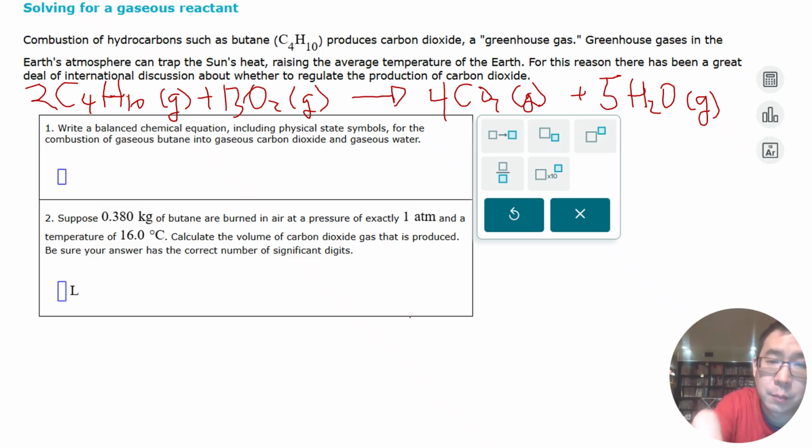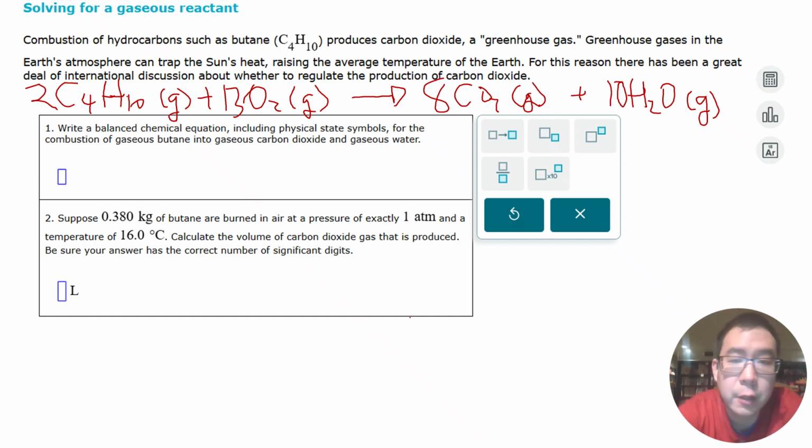This 4 becomes an 8. And this 5 doubles and becomes a 10. Right. All right, so that's balanced, I think, right? We've got 8 carbon on both sides. We've got 20 hydrogens on both sides. And we've got 26 oxygens on both sides. Yes, we do. Okay. And so that's this part.